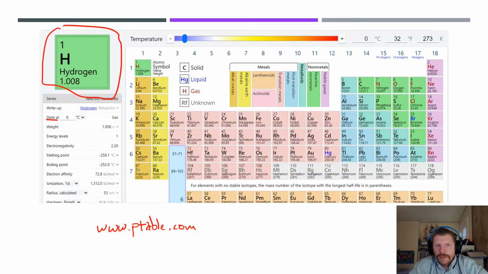The state of this at 0 degrees Celsius, it's a gas. The weight of it is 1.008 units. There's one energy level, electronegativity of 2.2, melting point is negative 259, boiling point is negative 252 degrees Celsius, electron affinity, ionization, radius. Lots of this information will come in handy later on down the line, but it's a great resource because you can click on any of the elements that are displayed and get some basic information about it, which I think is really helpful whenever you're learning periodic trends.